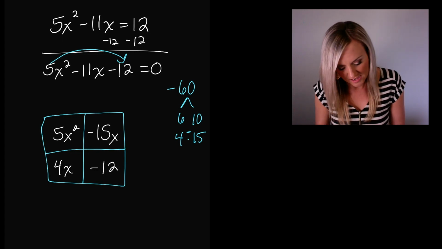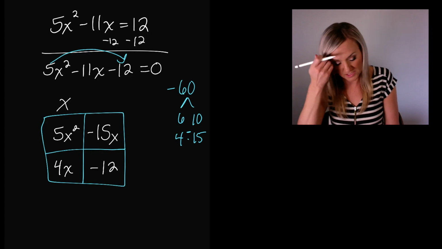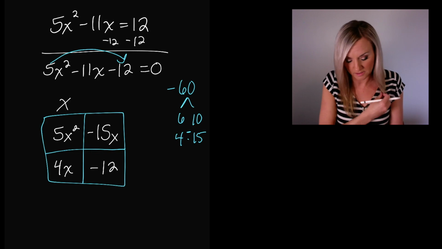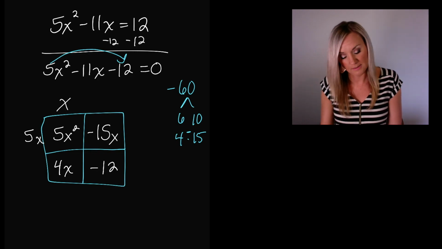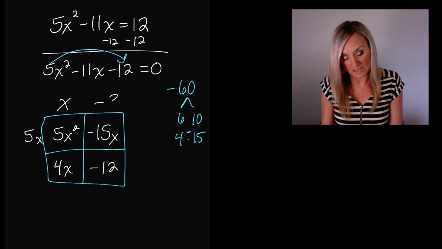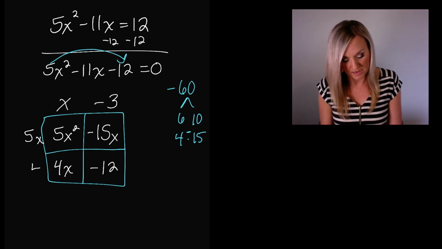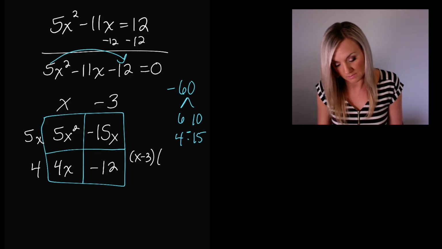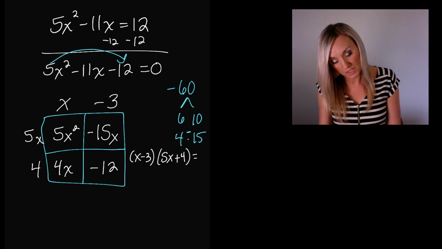So first column, straight up and down, greatest common factor is just an x. I can divide them both by an x. Here I can divide them both by 5x. This would give me a negative 3, and then down below would be a positive 4. Awesome. So we have x minus 3 times the quantity of 5x plus 4 equals 0.